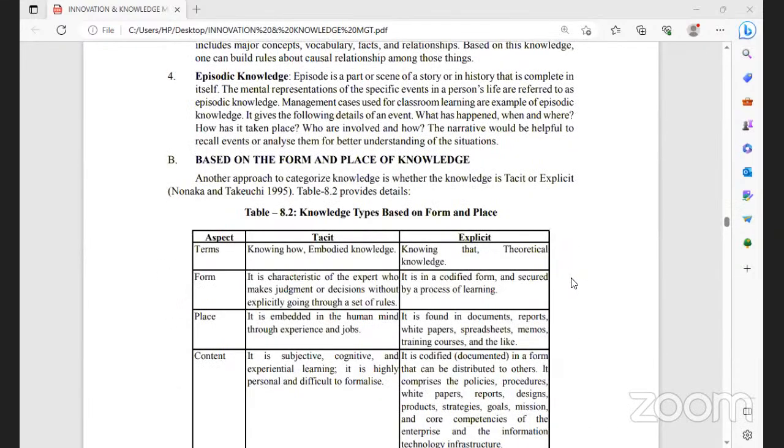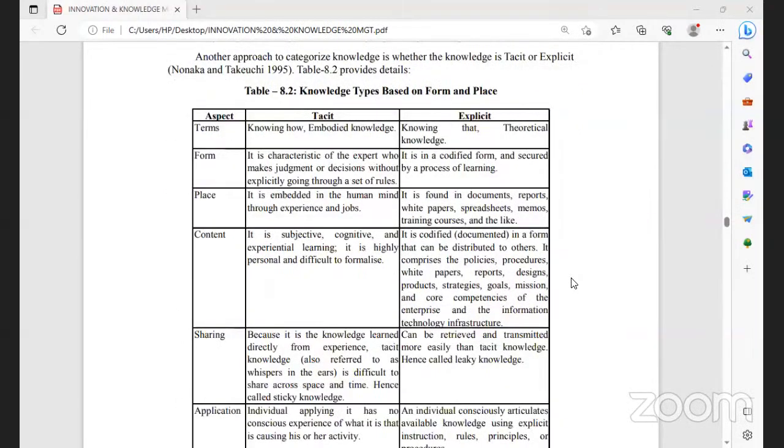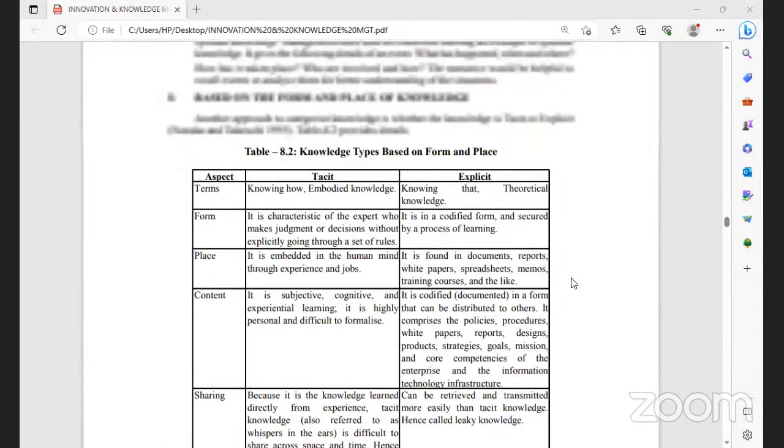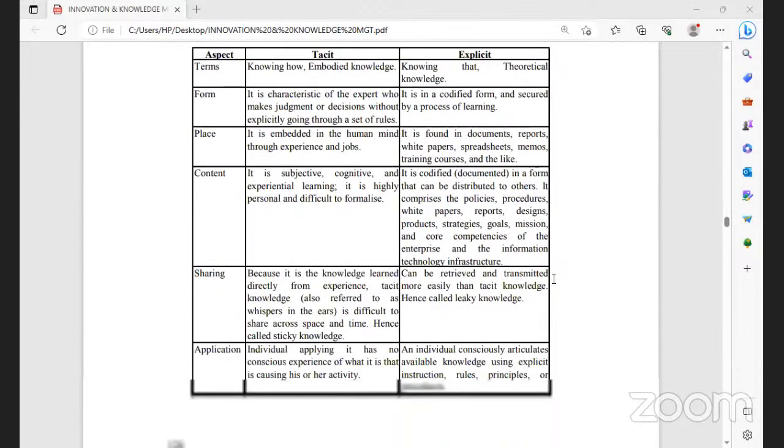And the next one is knowledge types based on form and place. These are terms: form, place, content, sharing, application, and tactics, and an explicit description is given. Tacit, that is knowing how, is embodied knowledge. Related to form, it is a characteristic of the expert who makes judgments or decisions without explicitly going through a set of rules. In decision making, this aspect will be more useful.